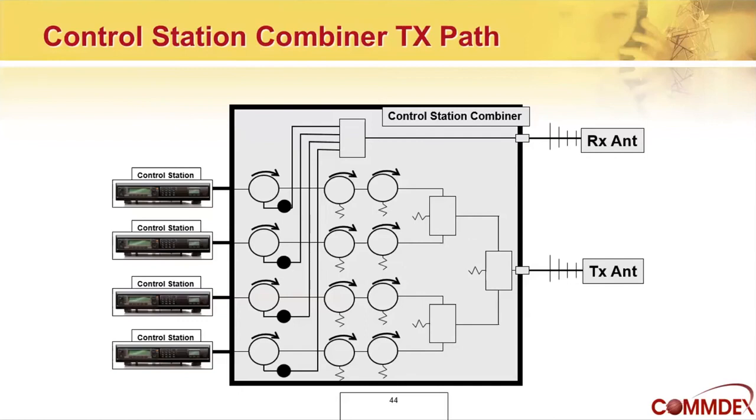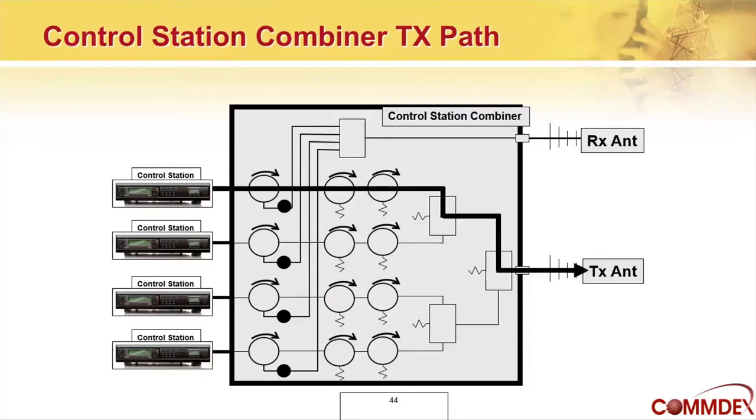This is the second type of control station combiner, and this is the type that can be used on longer distances. It has separate transmit and receive antennas, and inside this guy is basically a bunch of circulators and isolators. So you'll see each control station has a circulator attached to it inside. Then there's a couple of isolators on the transmit side. So we'll follow the signal path through this to see how it works.